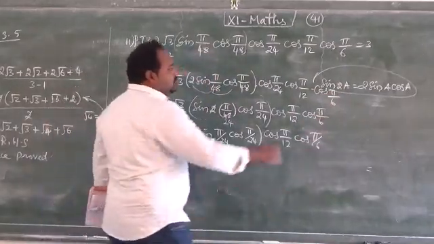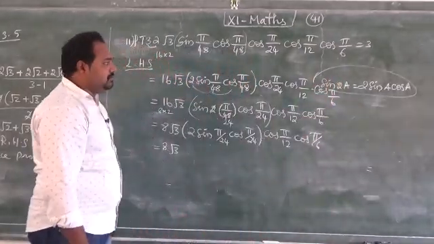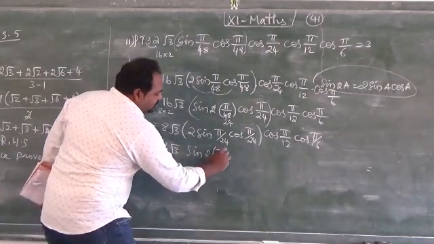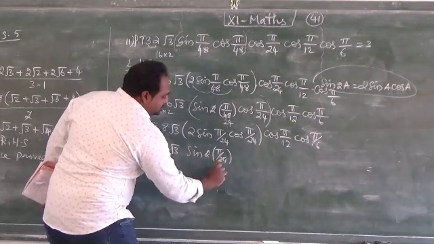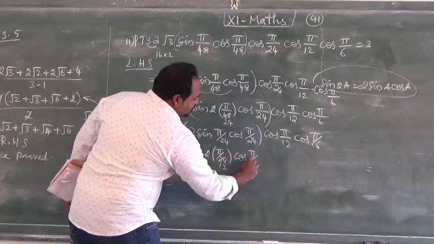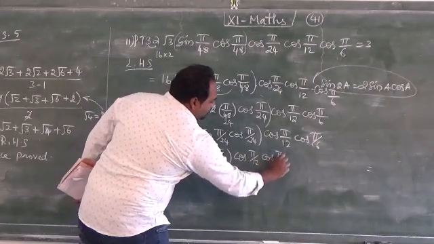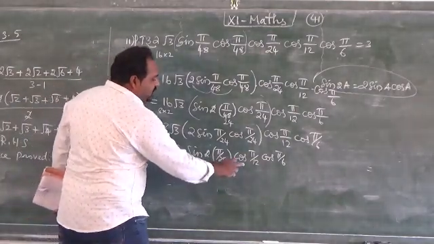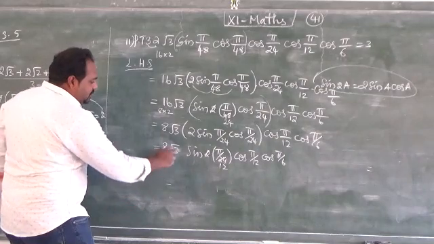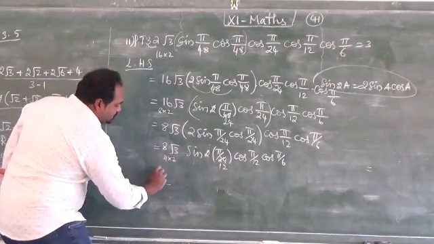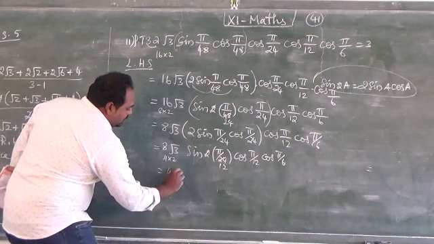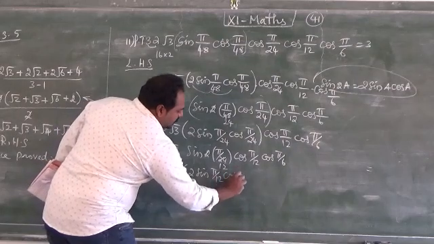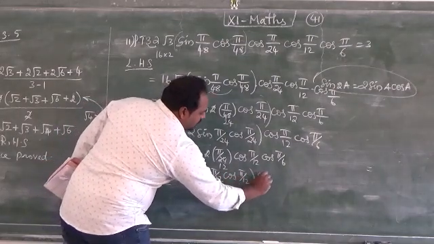Only this identity we are going to use in the entire problem, so it is a very important identity. Instead of that we can write sin 2 into pi by 24, where a is pi by 24. So we can have a cancellation here: 8 root 3 sin pi by 12 cos pi by 12 cos pi by 6. See, listen here, again we have sin a cos a alone. We don't have a 2 there, so we have to bring it by splitting this 8 into 4 into 2.